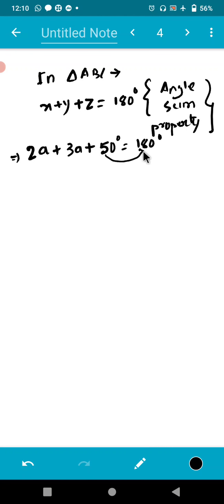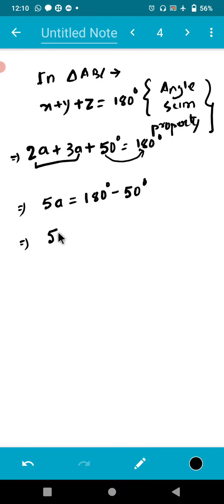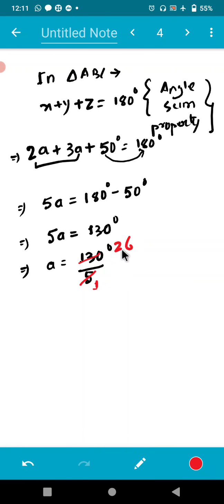Now we will transpose this 50 degree to this side, and simultaneously we will solve this too. So 2a plus 3a will give you 5a, and 180 degree minus 50 degree. So 5a would be equal to 180 degree minus 50 degree. That will give you 130 degree. Now to get the value of a, we have to transpose this 5 to the right hand side. So that would be 130 degree by 5. Now let us reduce this. 5 1s are 5, 5 2s are 10, and 5 6s are 30. So the value of a is 26.